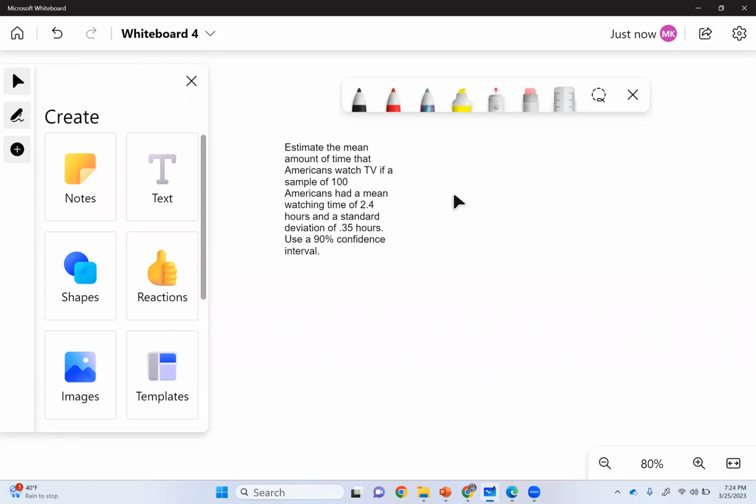All right, so what information do we know? We know that n is equal to 100. We know that x bar, the sample mean, is equal to 2.4 hours. Now, sometimes you're going to be given a list of the data and you have to find the mean and the standard deviation from the list of the data. This is not one of the times, but I taught you that in class last time. And the sample standard deviation, which we use for s, is 0.35.